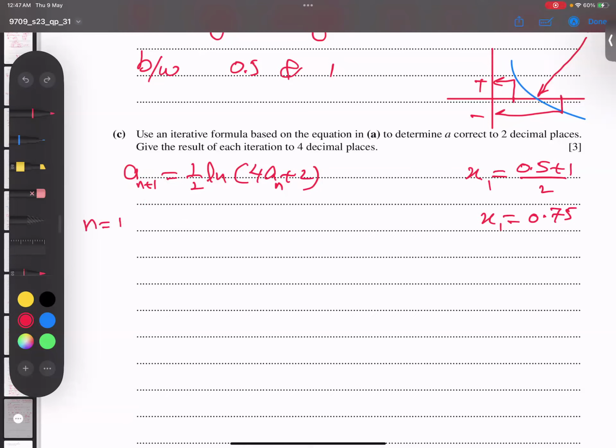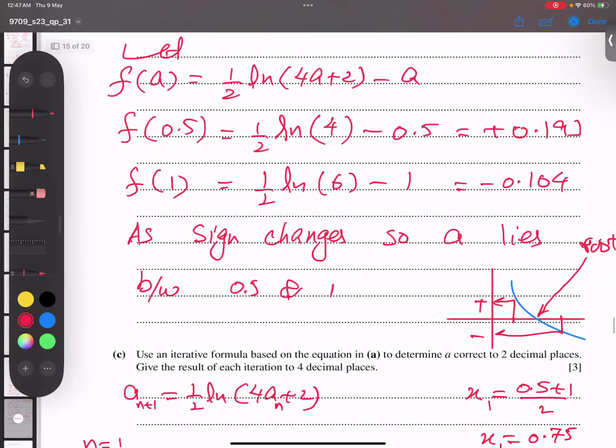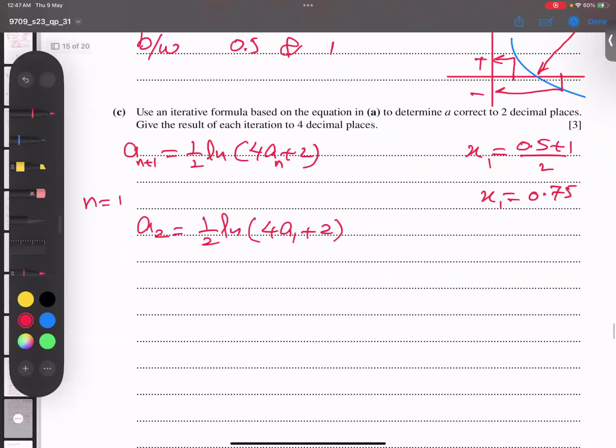When I plug in 1 here, 1 plus 1, I get 2. When I plug in here, I got 4 a1 plus 2. Now, student, this value will come here. I'm showing it now because it said show working. Some students can ask me, sir, can I do it directly? No, at least this working you have to show. And what is a2 becoming? Let me check in my calculator.